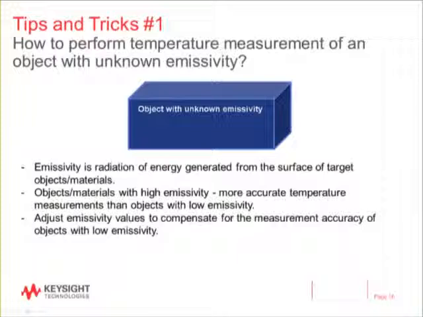So the number one tip that I'm going to share with you involves the parameter emissivity. Emissivity is the radiation of energy generated from the surface of target objects or materials. So the higher the emissivity of an object, the more accurate the temperature measurement will be, provided that these are set correctly. Many a time when a thermographer goes out for a field job, they might encounter certain objects where they are not familiar with the material. This tip is useful when this situation occurs. So how do you perform temperature measurement of an object with an unknown emissivity?